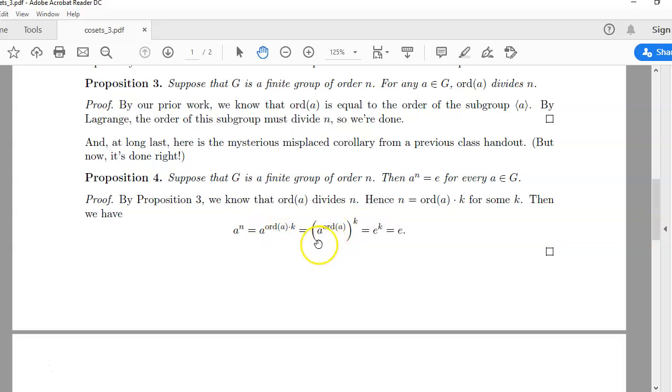That's A to the order of A, all raised to the kth power. But the order of A is, by definition, the smallest positive integer that kills A. So A to the order of A must be the identity. So you get e to the k, which is e. So you're done. A to the n has to be e. Right? Not so bad. Please notice, the proofs are very short.